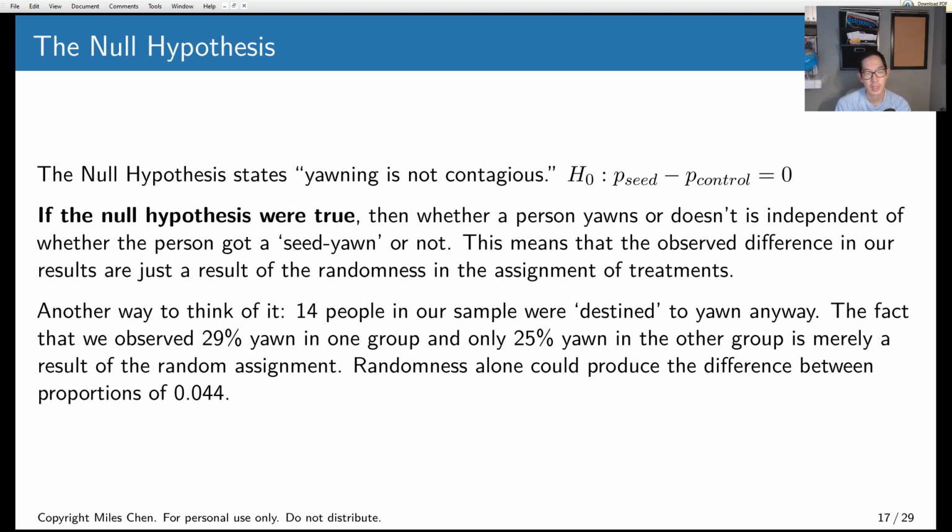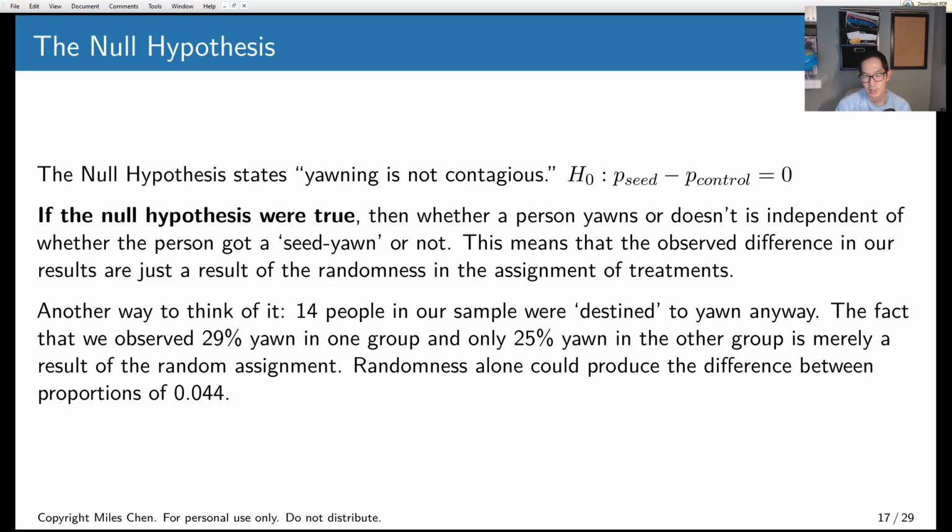Let me talk a little bit more about the null hypothesis. Here, the null hypothesis is that yawning is not contagious, that the probability of yawning is the same for seed and control groups. If the null hypothesis were true, then whether a person yawns or doesn't is independent of whether they got the seed yawn or not, meaning that the observed difference is just a result of randomness in the assignment of treatments.